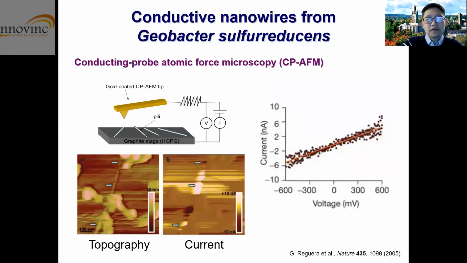Let's look at this 2005 Nature paper. The authors used conductive AFM to study the conductivity of bacterial nanowire. On this figure is the topography of the bacterial nanowire, and this is their conductive AFM result showing the bacterial nanowire of Geobacter, which is conductive.